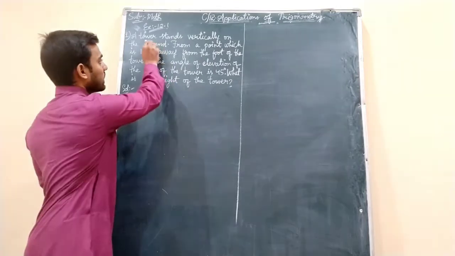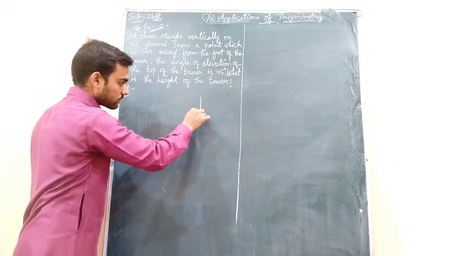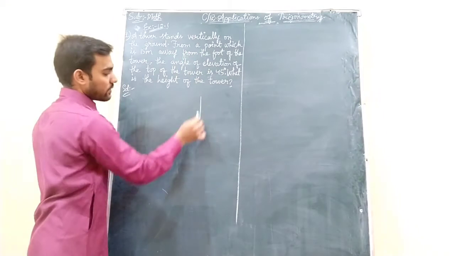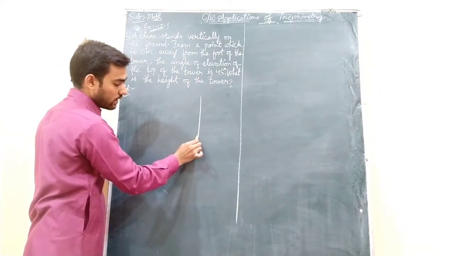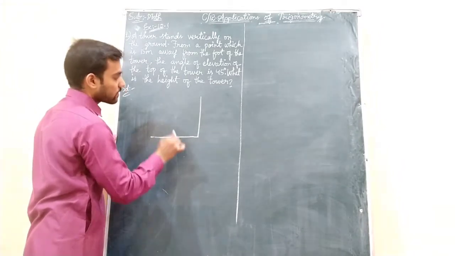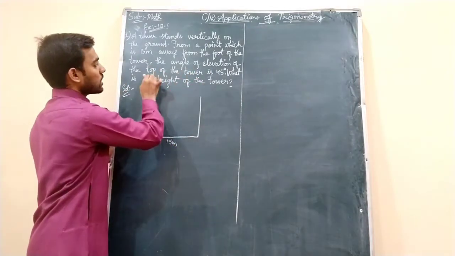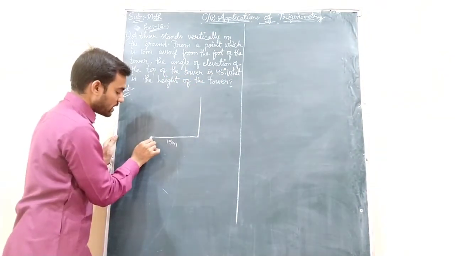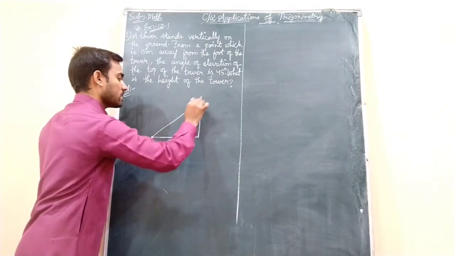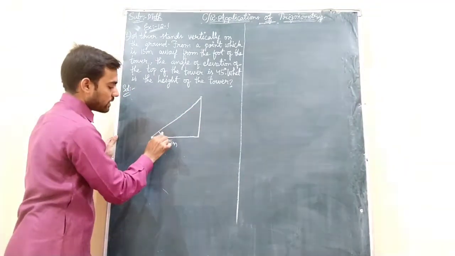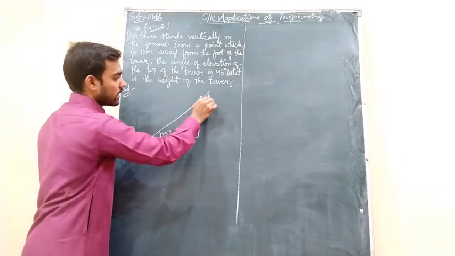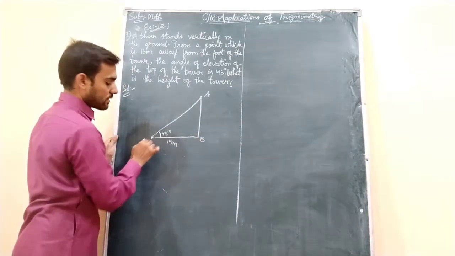Firstly, a tower is standing vertically on the ground. Let us say this is the tower, and there is a point 15 meters away from the foot of the tower. The angle of elevation of the top of the tower is 45 degrees. So from this point, the top of the tower is being observed. When I draw this, this is the line of sight and the angle between them is 45 degrees. We need to find the height of the tower. I'll take it as A, B and this as C.